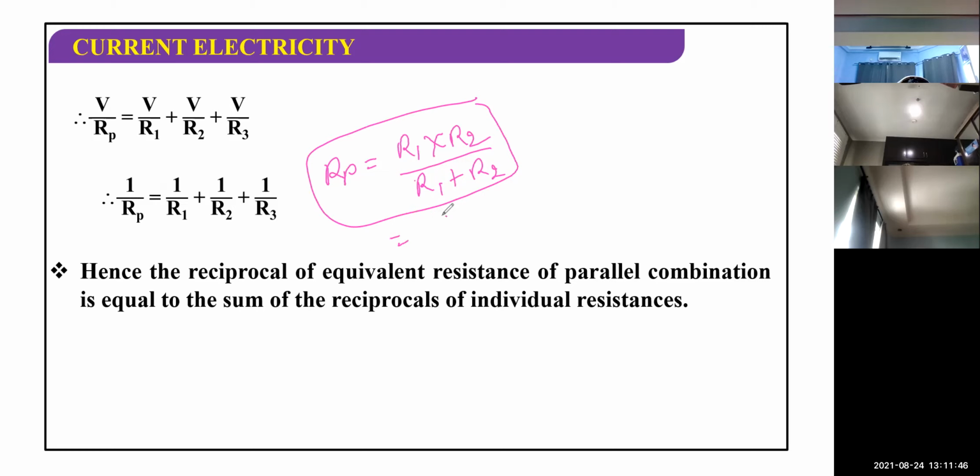So I will use the same method. One resistance was 5, other was 10, and add them. 5 plus 10. So 5 times 10 is 50, and 5 plus 10 is 15, and you divide this. Again the same result. This is 10 by 3. 10 by 3 means 3 point something.